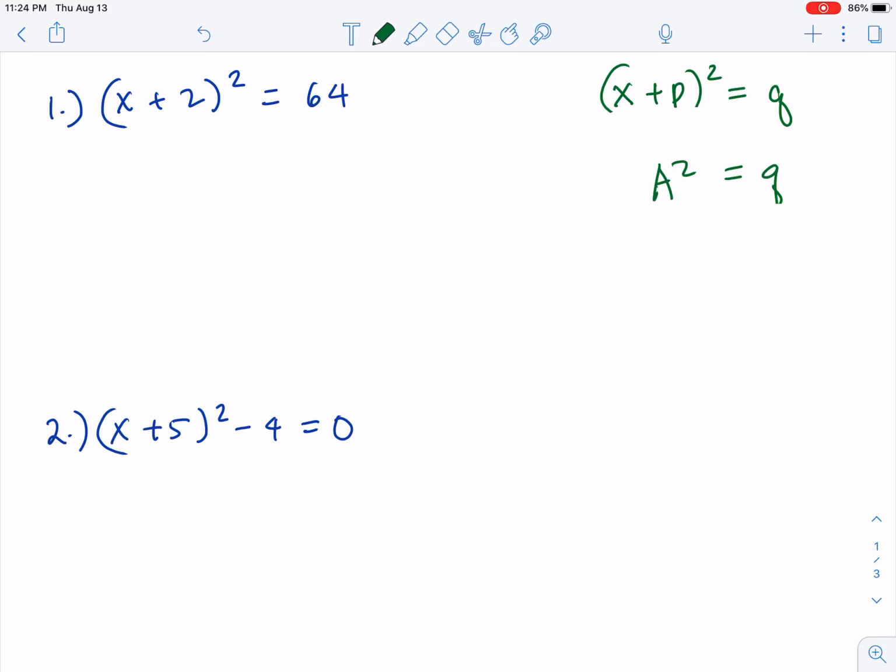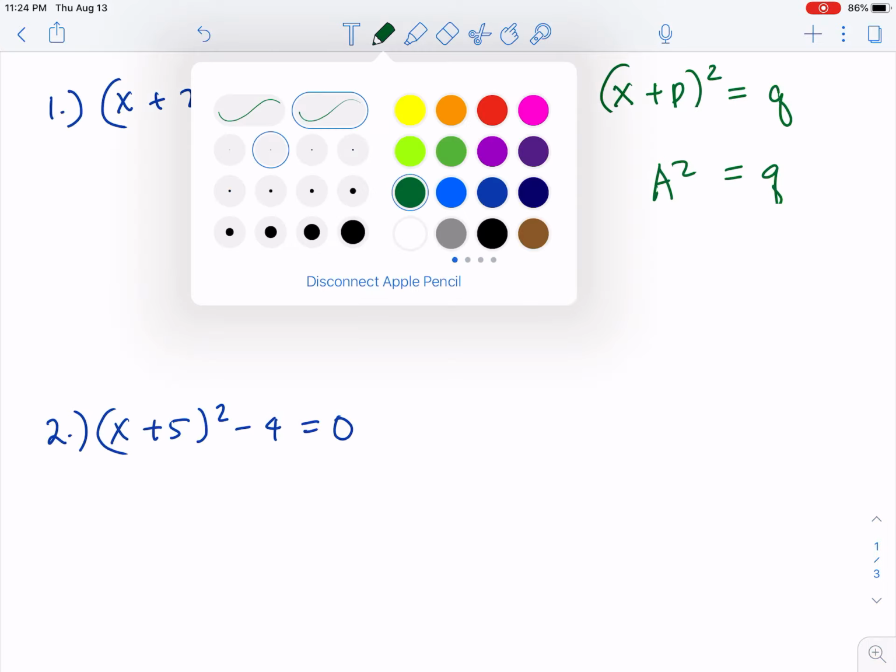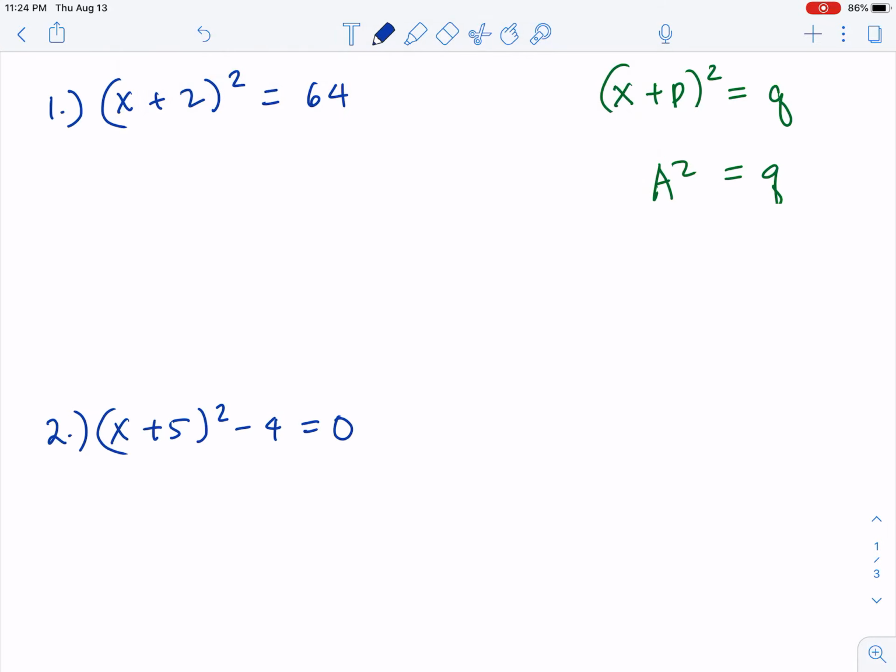For example, (x + 2)² = 64. No? So if we extract the square root of both sides, ang square root ng (x + 2)² is x + 2. And ang square root ng 64 ay plus minus square root of 64 muna. And we have x + 2 = ±8, di ba? Kasi ang square root ng 64 ay 8.